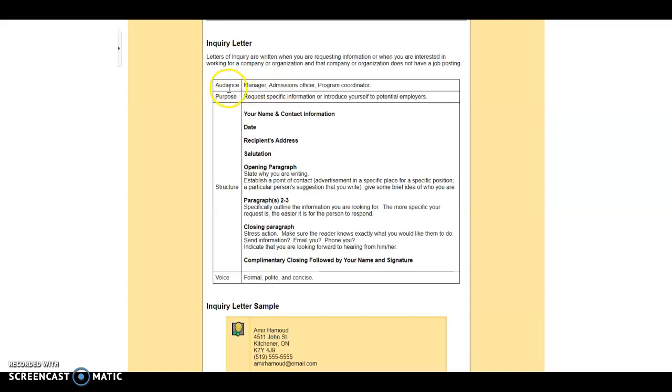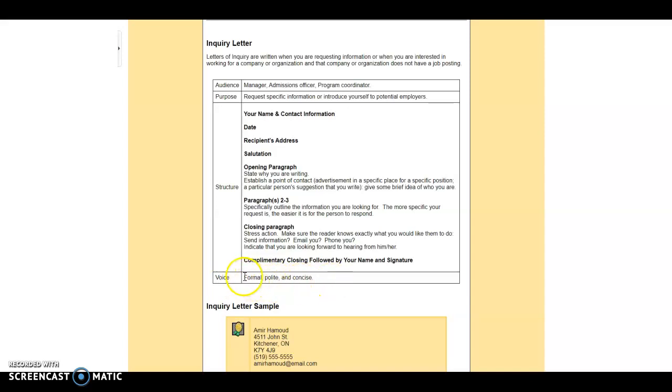But you usually have to, or you always have to, identify the audience when you write an inquiry letter. You have to, of course, know the purpose. What type of information are you trying to gather? You need to follow a particular structure, and you need to use a particular voice.